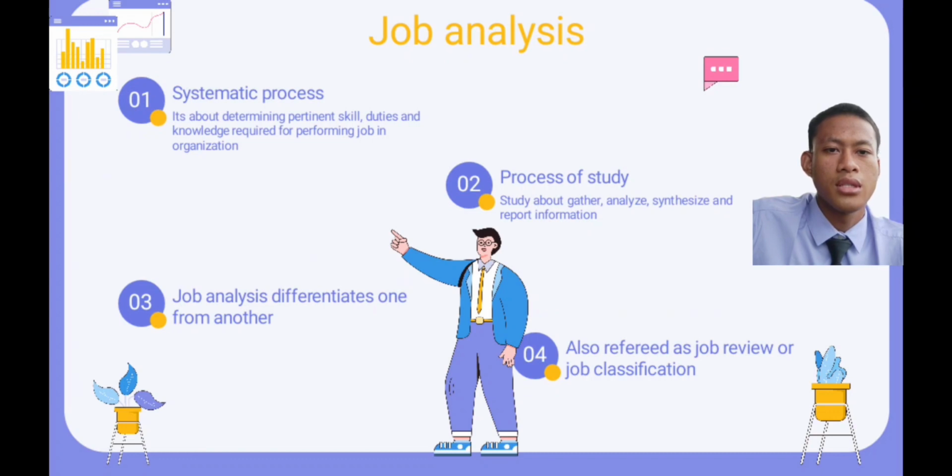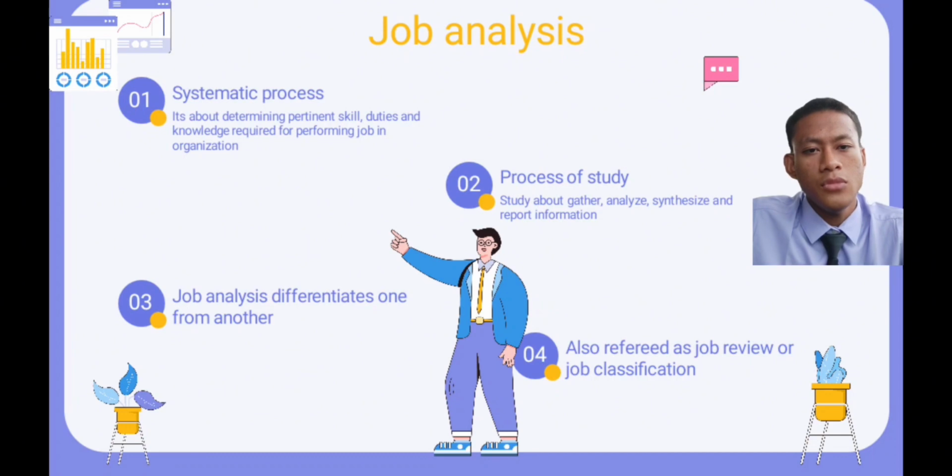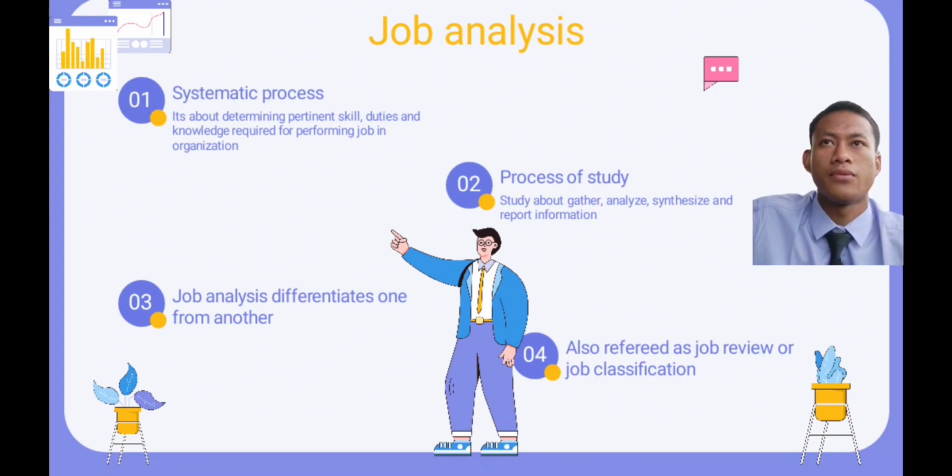A system process refers to the structure and systemic approach used to manage various aspects of organization functioning, and in the context of job analysis, the system process involves several steps. Identification of need, data collection, data analysis and documentation. Point number 2 is process of study.